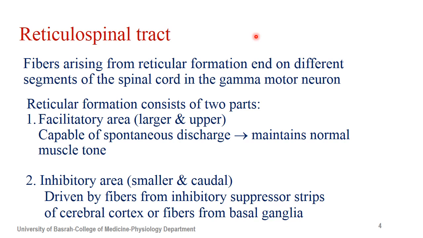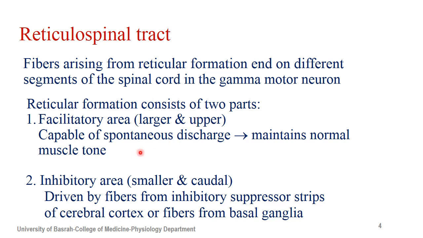which is the descending part of the reticular formation. Now, they found that the reticular formation consists of two parts, two separated areas. The upper and the larger one is called the excitatory or facilitatory area, which is the larger one and lies in the uppermost part of the reticular formation.